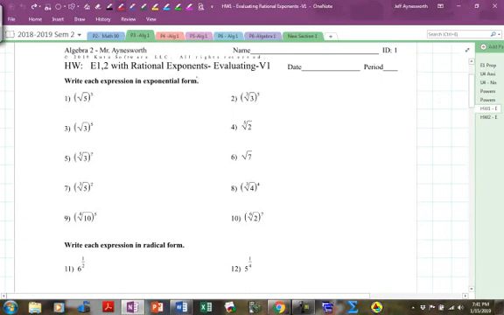Okay, so first of all, we want to write each expression in what's called exponential form. Right now it's in radical form. Why? Well, they're using radicals, right? So it's called radical form. Using exponents is exponential form. So what you want to do is understand how to re-express this square root of 5.